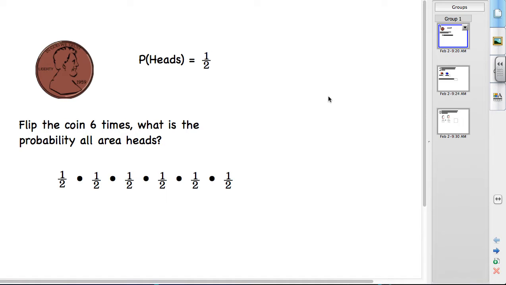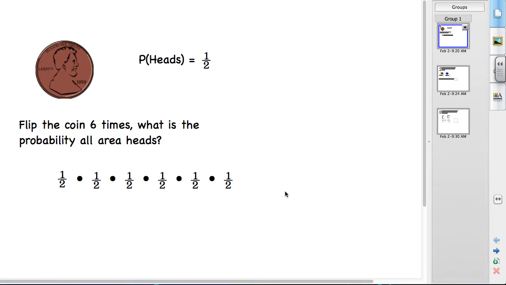The simple probability of flipping a coin and getting heads is 1/2. But remember, if we flip a coin more than once, this is called compound probability. And what we do is we just multiply each time. We flip a coin once, it's a 1/2. We flip it again, it's another 1/2.